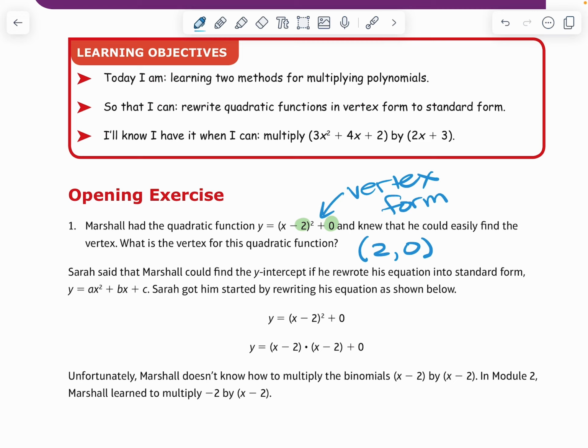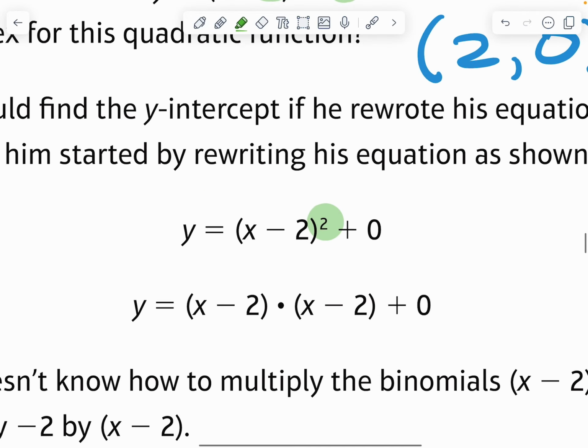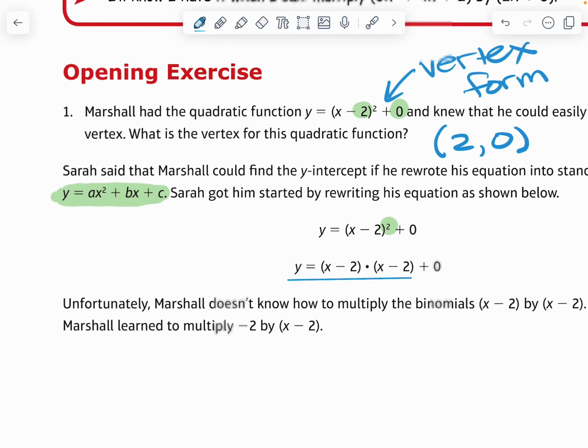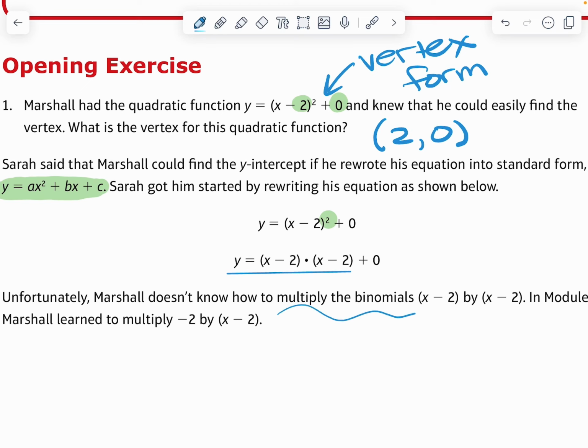Now, Sarah said that Marshall could find the y-intercept if he wrote his equation into standard form. So we're going to start looking at standard form here. That's where all the parentheses are gone, and we've got ax squared plus bx plus c. So this is what they did. See the square right here, that little square? That means (x minus 2) times (x minus 2), which is exactly what they did here, right? Now, they are very correct when they say they can do it. The only problem is Marshall doesn't know how to actually multiply these binomials.